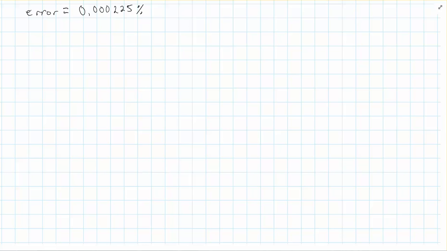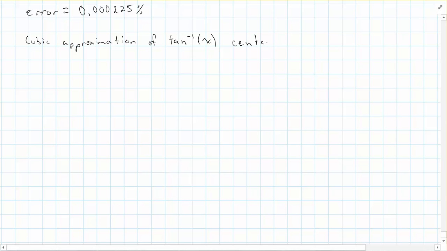Okay, so we're going to now do one more example here. Let's go ahead and do a cubic approximation of the inverse tangent of x, centered at, I believe I want to do 0. Let me just double check to make sure that's what I want to do. Yeah, that's what I want to do.